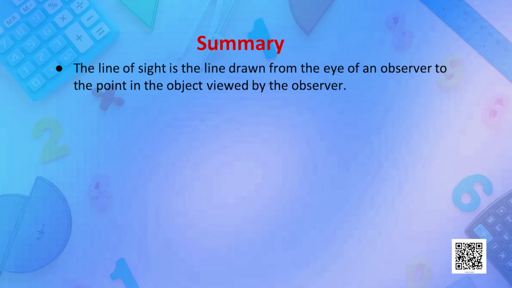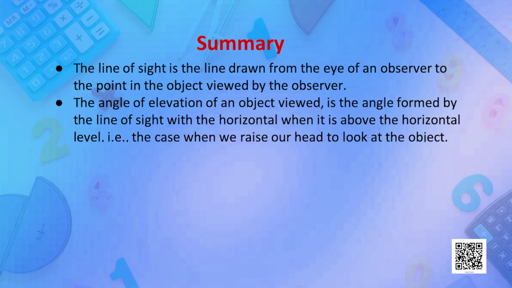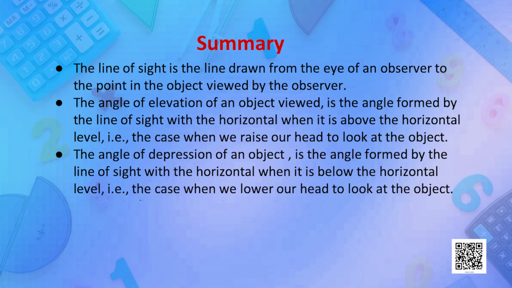So let us just summarize. We studied line of sight. The line of sight is the line drawn from the eye of an observer to the point in the object viewed by the observer, right? Angle of elevation. What is angle of elevation? Angle formed by the line of sight with the horizontal when it is above the horizontal level. Third, angle of depression. The angle formed by the line of sight with the horizontal when it is below the horizontal level is angle of depression.